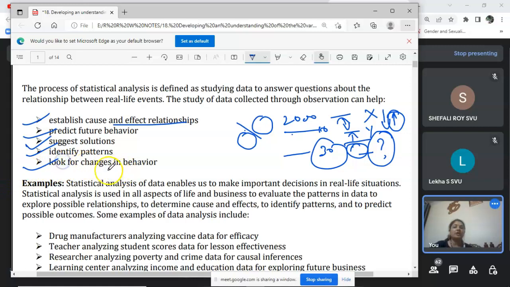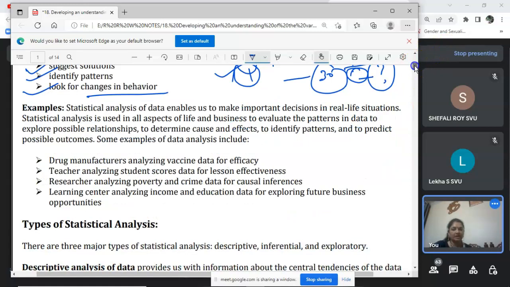Then look for change in behavior: how the particular behavior in different fields can be changed. If Rajasthan has a very low education rate and Kerala has a very high education rate, how can it be changed and increased? What is the difference? What are the factors causing such effects? So we have to study the overall efficacy and overall behavior of the data. Understood?